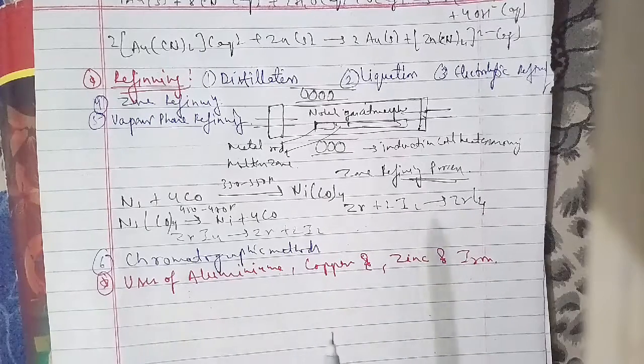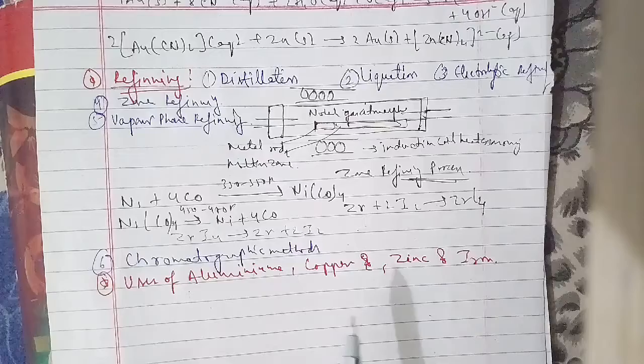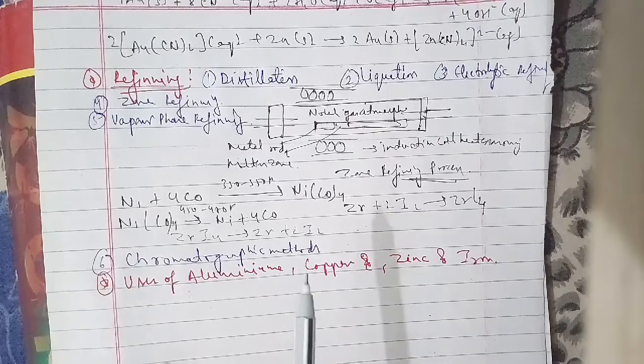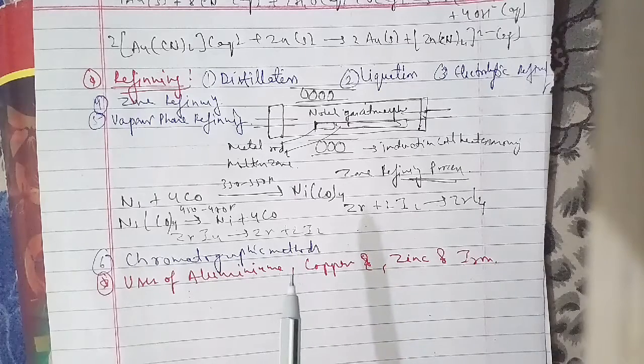Unit 6 we had completed in this class only, that is the general principles and processes of isolation of elements, where we had completed occurrence of metals, concentration of ores, extraction of crude metal from concentrated ores, thermodynamic principles of metallurgy, electrochemical principles of metallurgy, oxidation reduction, refining, uses of aluminium, copper, zinc and iron as well.